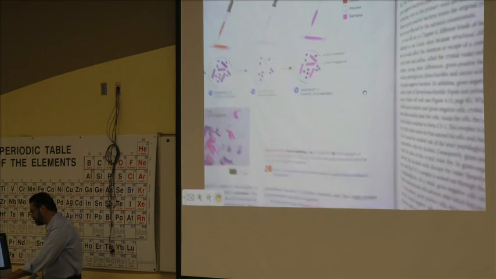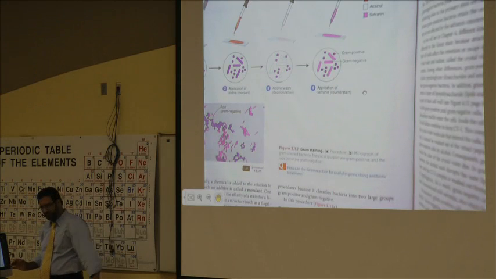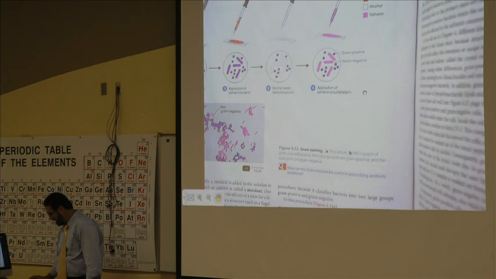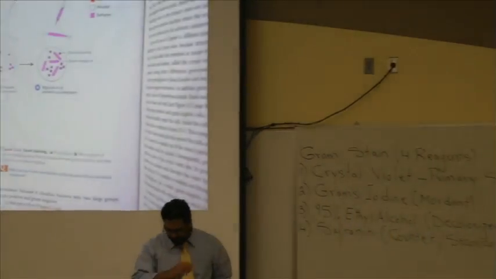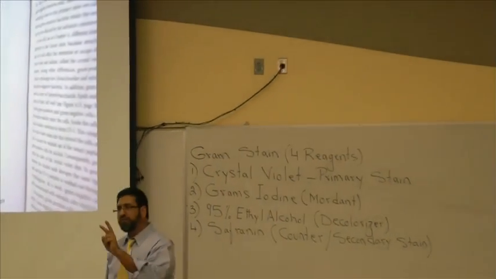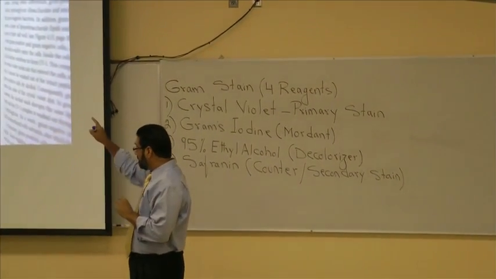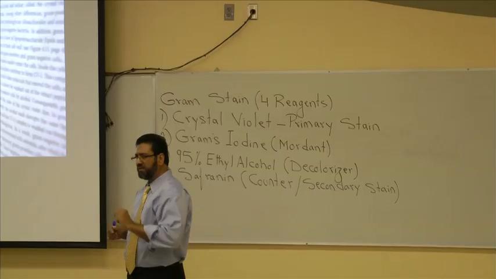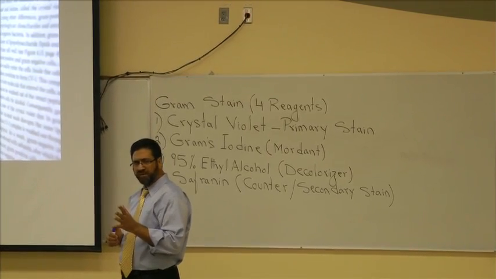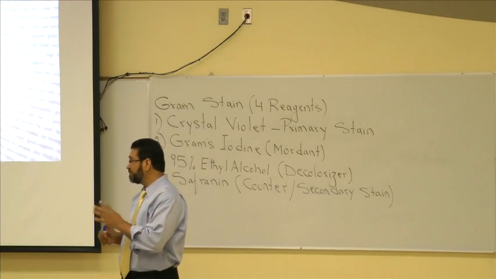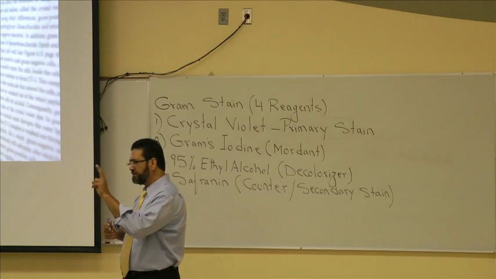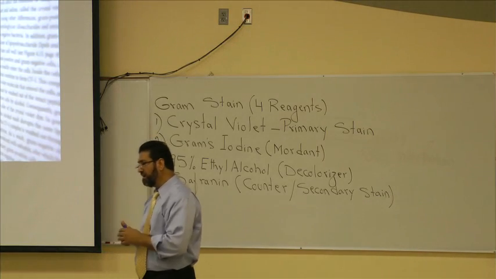Okay, now let me explain to you why. I'm going to go on the board and see why. So this is the actual picture right here. You can see purple and pink. All right. Now before I go to the principle, there are two factors that will cause gram-positive bacteria to appear pink. Gram-positive are supposed to be what color? Purple. But sometimes they also appear pink. There are two reasons that they will appear pink.